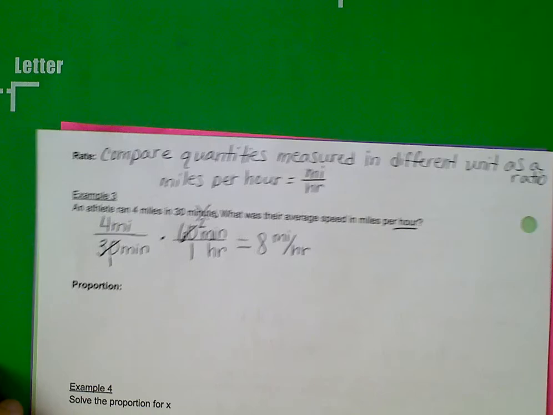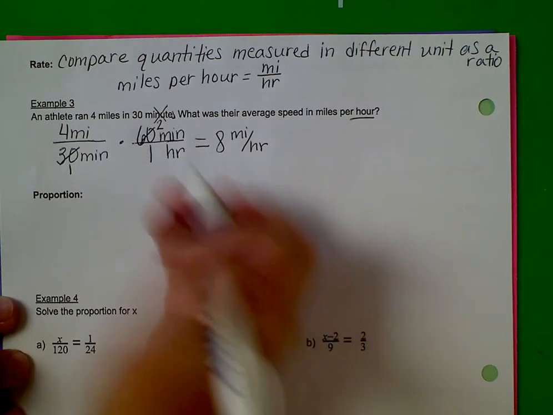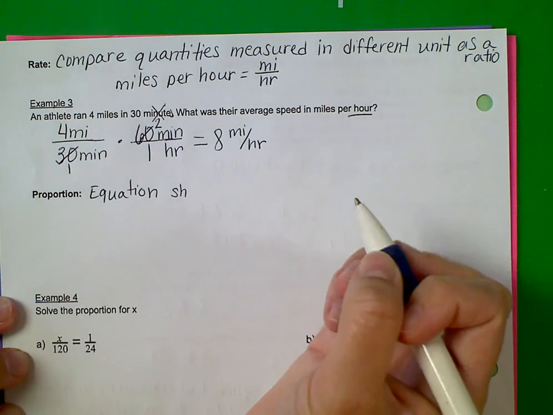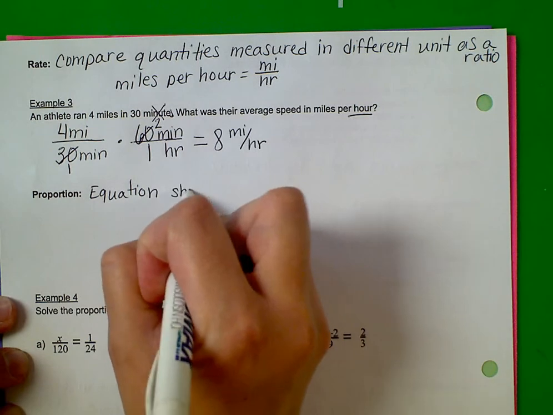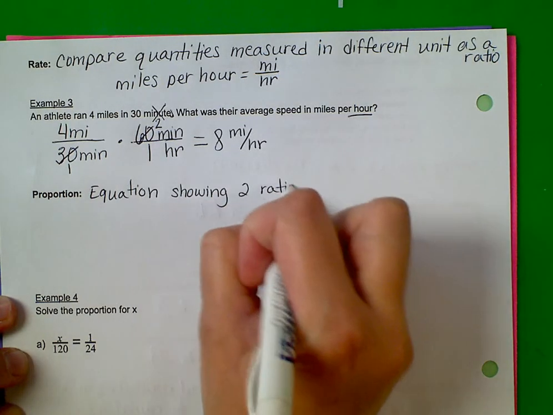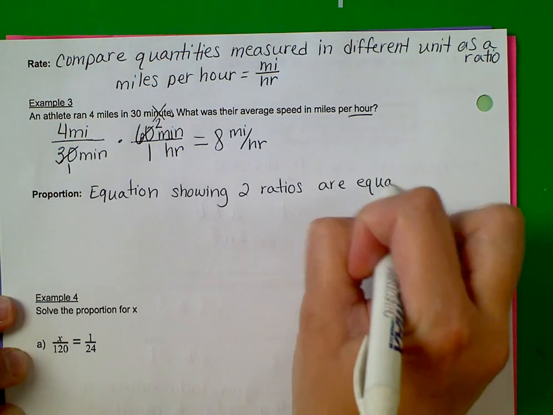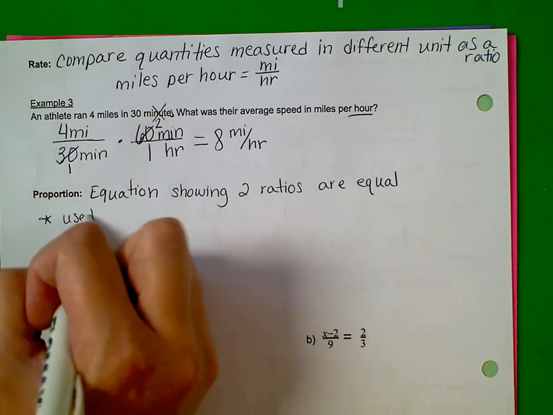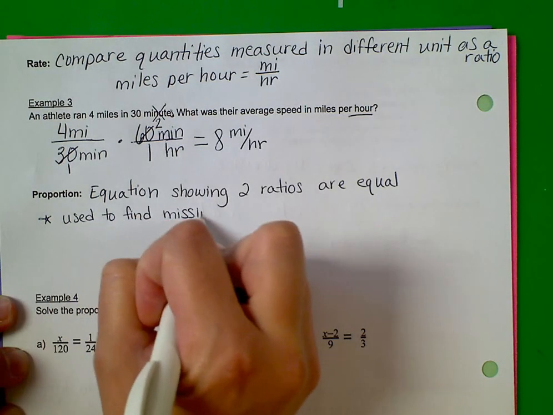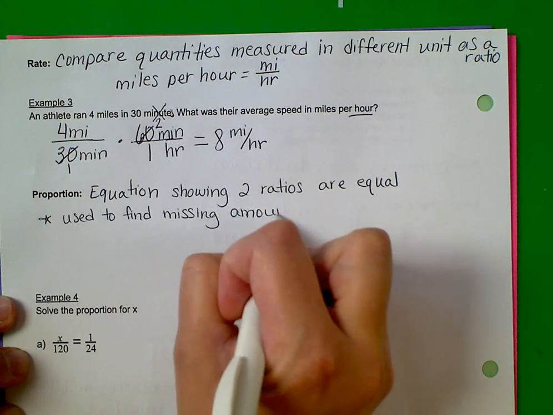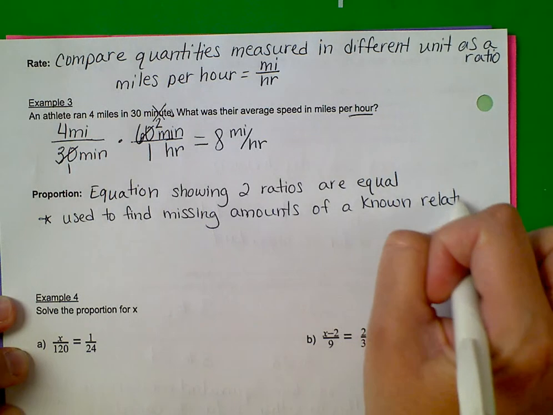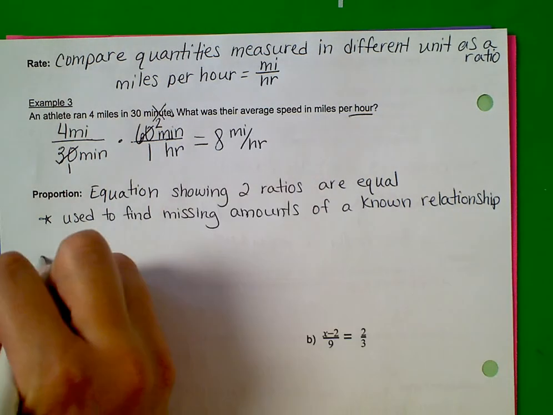Now with proportions, we're going to change that up. So proportion is an equation, which means what? What do equations have? Has an equal sign. So it's an equation, which means it's going to have an equal sign, showing two ratios are equal. It's used to find missing amounts of a known relationship. And when you solve them, you use cross multiplication.